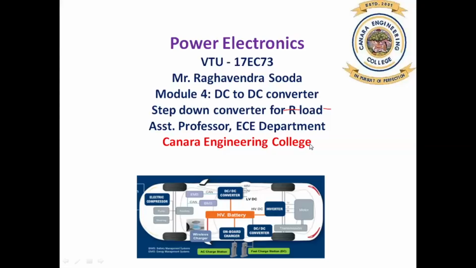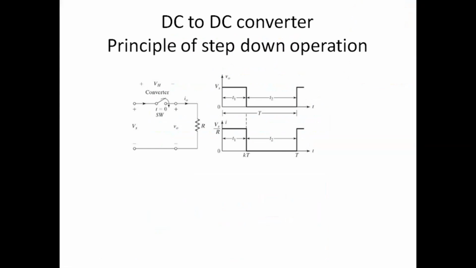Here we are explaining DC to DC converter. First we are explaining some properties of DC to DC converter using the step down operation. So this is one category of DC to DC converter, the step down converter.